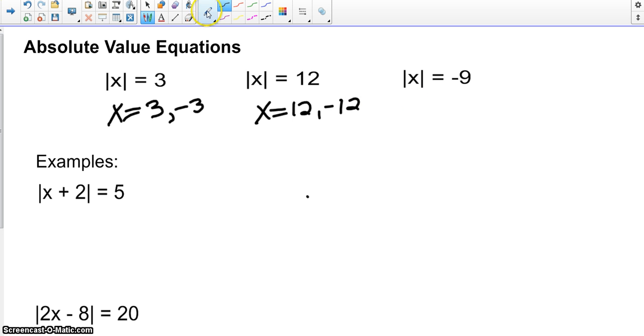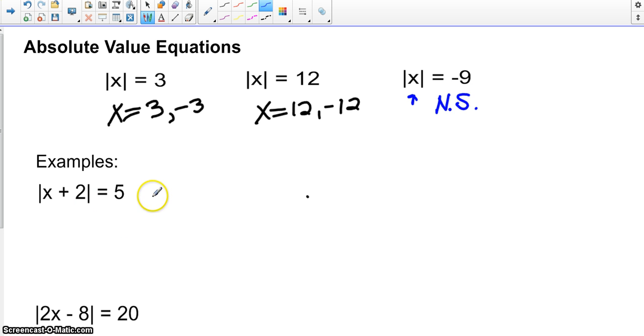How about on this example over here, all right? Absolute value of x is equal to negative 9. What number could I plug in here for x that would give us a negative 9 when we do the absolute value? Well, I don't think there is a number that's going to work there. So this one, no solution. NS, no solution. Okay? So hopefully that makes sense.